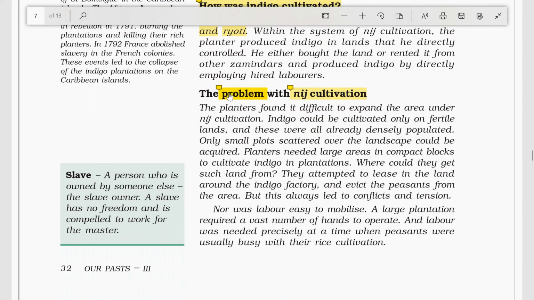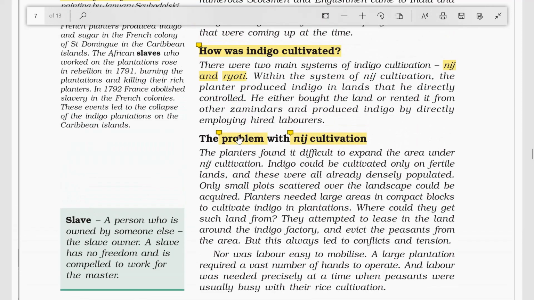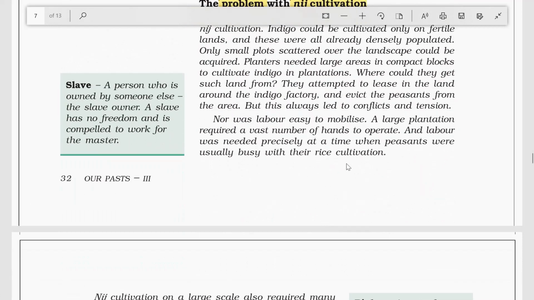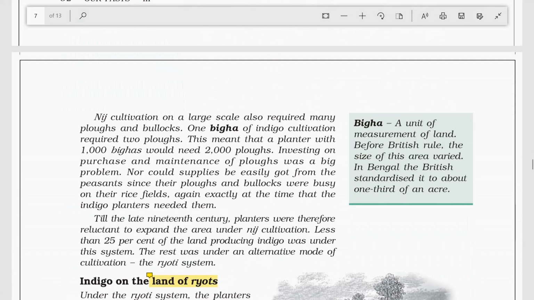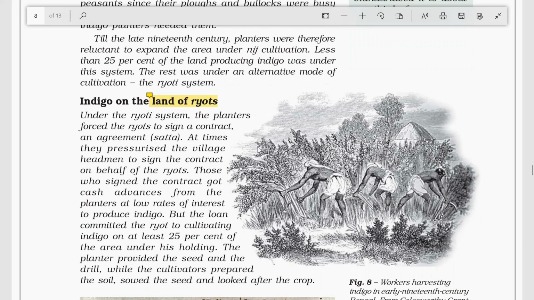So, as we have seen, the land should be fertile, and they were facing so many problems. It was a very time consuming crop, and they had to pay the loan to the zamindars, and this way this system could not become very successful.